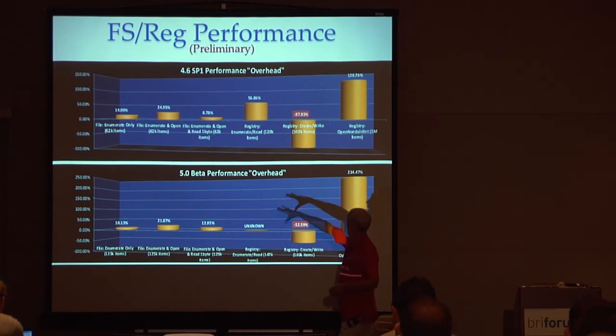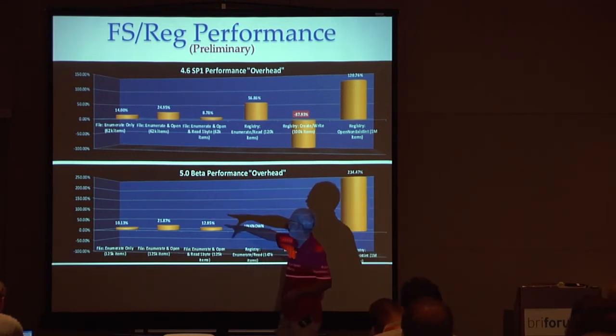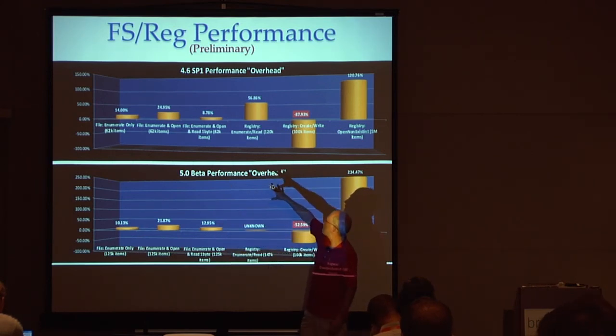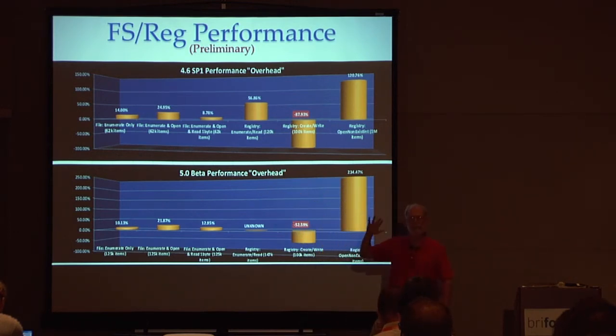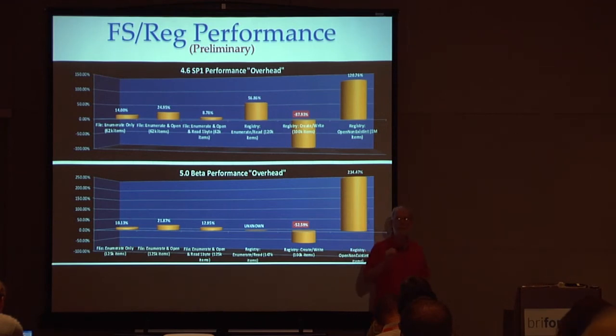All right, so we look at the file system, just enumerating everything, enumerating and opening, and this is actually reading them. We can see in 4.6 between 8 to 24% overhead is what I calculated on those tests versus a native application. In 5.0, those numbers actually come down. The file performance in the new file system seems better than in the old file system, so that's a great thing.